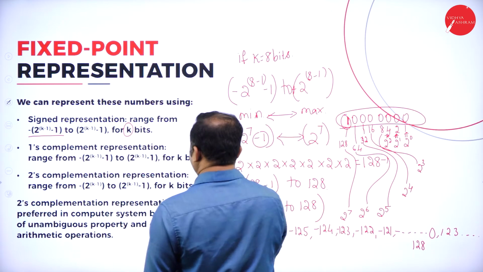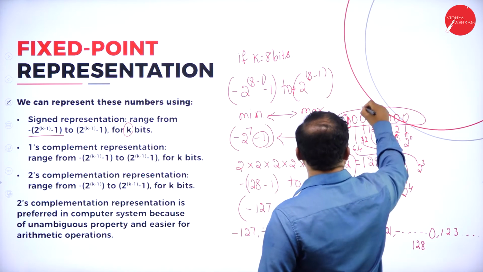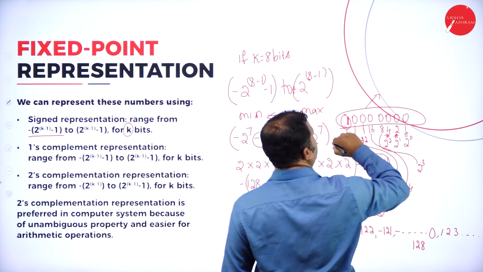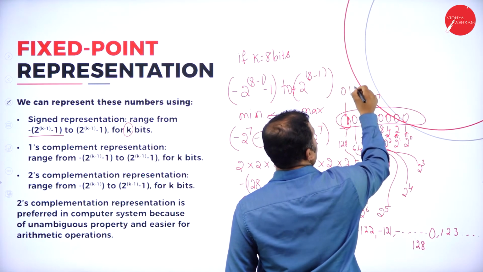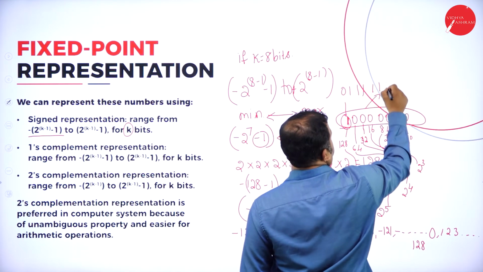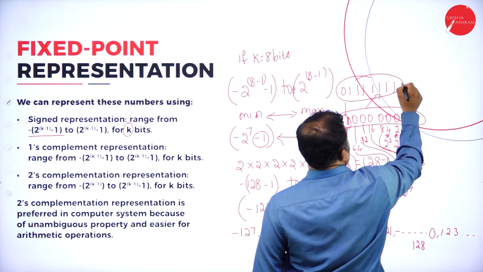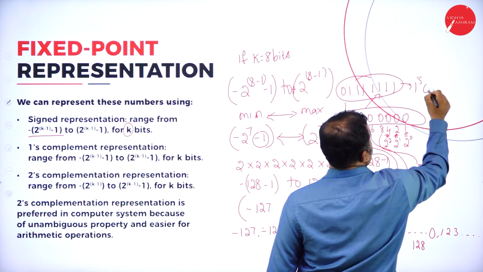Now, if I represent it in the form of a 1's complement, what happens? Every 1 becomes 0 and every 0 becomes 1. This is called the 1's complement of this number.